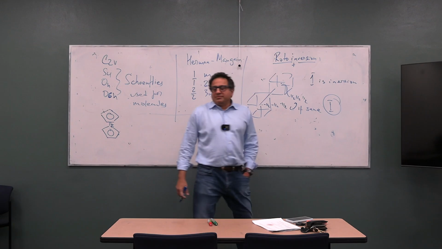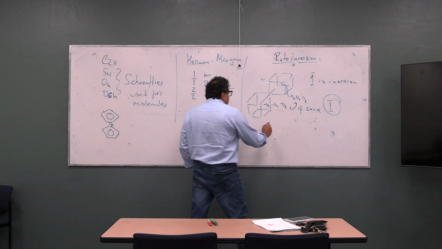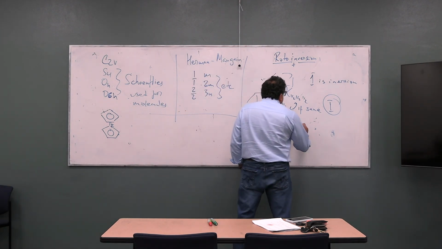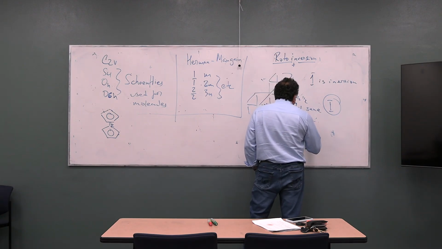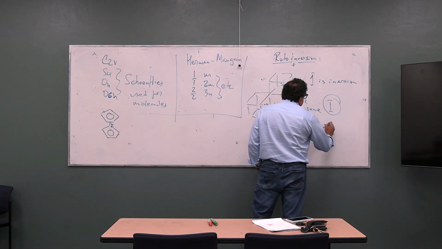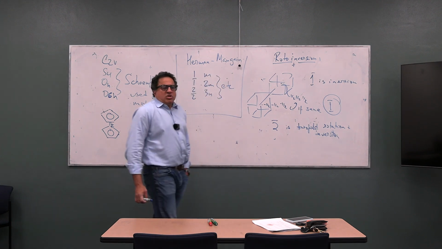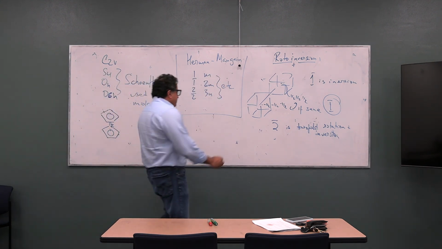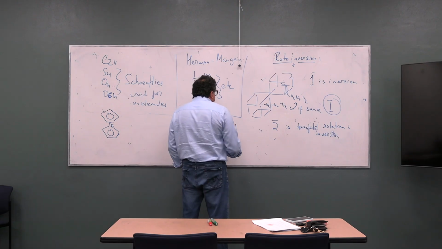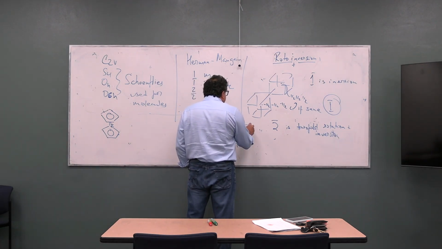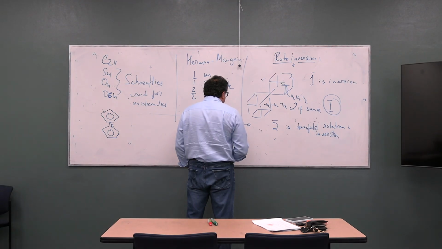So what is 2 bar? What is 2 bar? 2 bar is twofold rotation plus inversion. Okay, so 2 bar you depict as, for example, if you had an object here, I don't want to get confused.